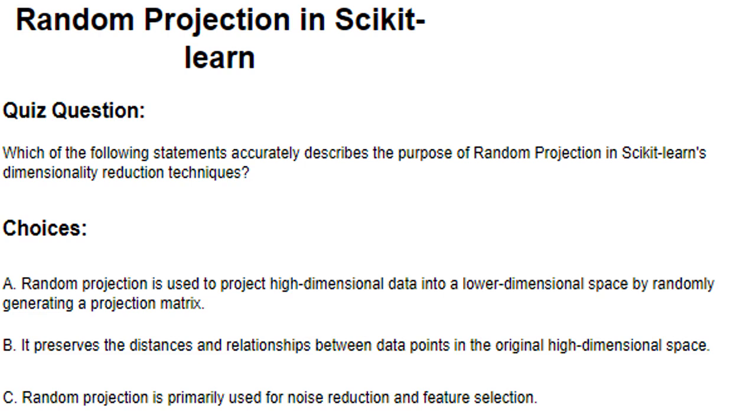Correct. Random projection can be used for noise reduction by filtering out certain dimensions that might be heavily influenced by noise. It can also implicitly perform feature selection as the lower dimensional space may highlight more relevant features, effectively discarding less significant ones. Correct. All the previous statements accurately describe aspects of random projection.